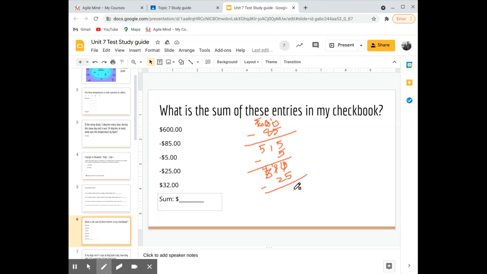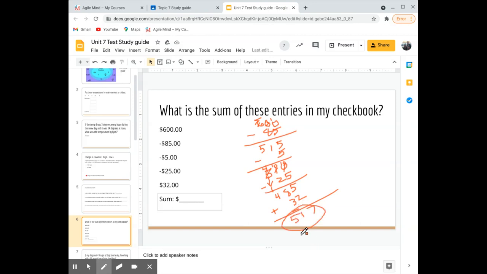What's 10 minus 5? 5. What's 10 minus 2? 8. We got to bring down that 4. And now it says 485 plus 32. So I need to add 32 to this. What's 5 plus 2? 7. What's 8 plus 3? 11. And what's 4 plus 1? 5. Good.